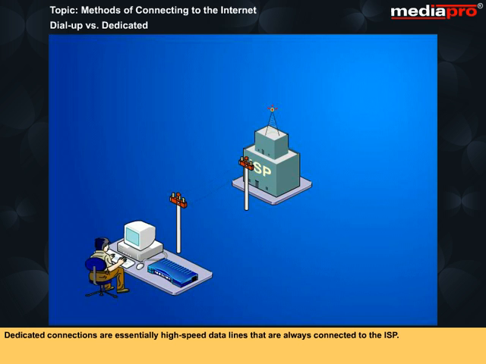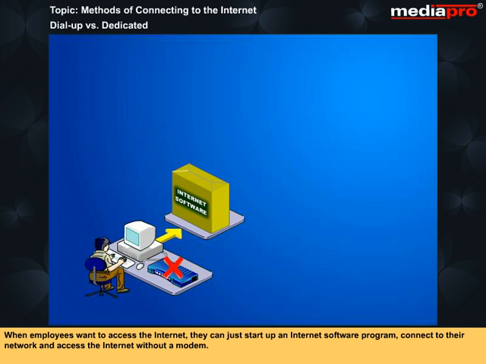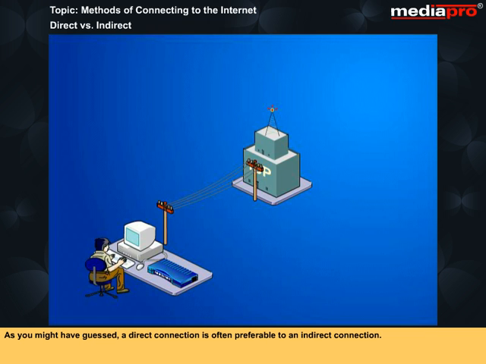Dedicated connections are essentially high-speed data lines that are always connected to the ISP. Organizations such as businesses and universities are the main users of dedicated connections. When employees want to access the internet, they can just start up an internet software program, connect to the network and access the internet without a modem. As you might have guessed, a direct connection is often preferable to an indirect connection.